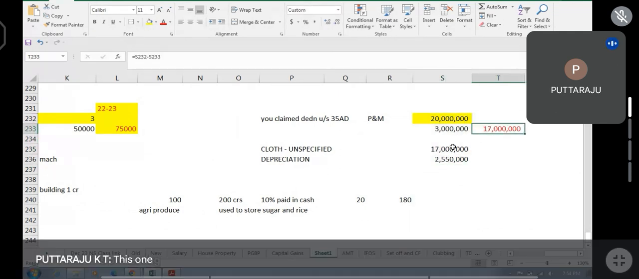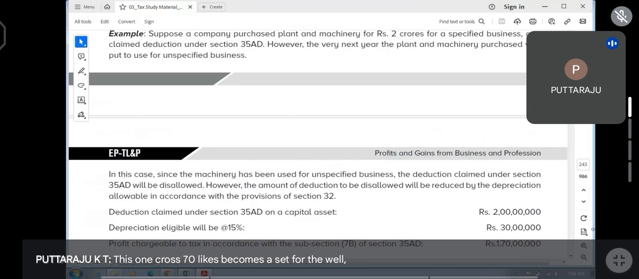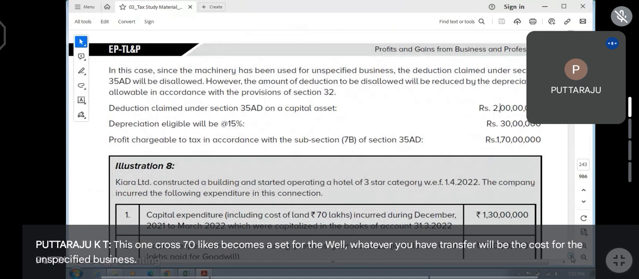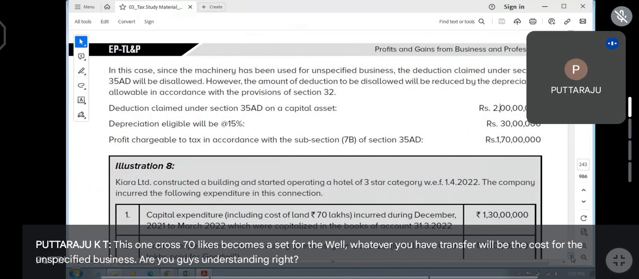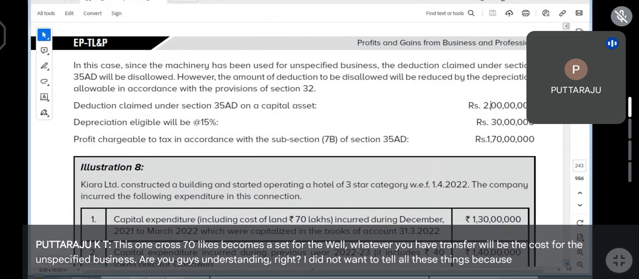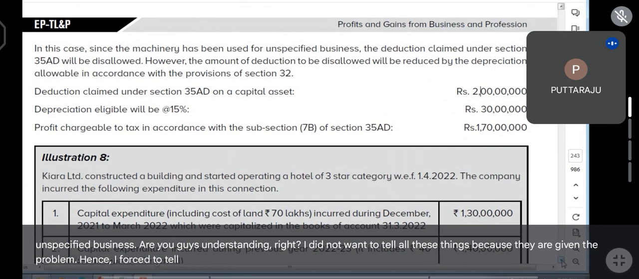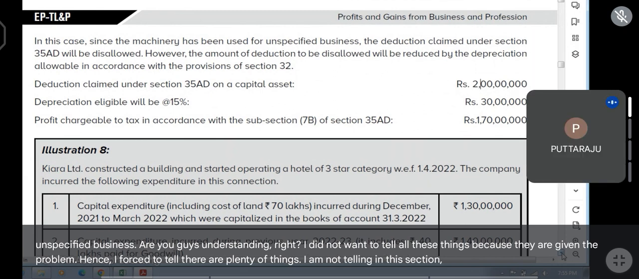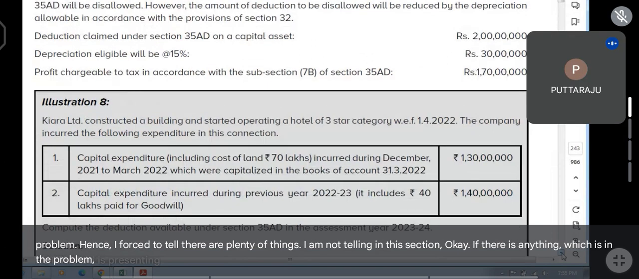This 1 crore 70 lakhs becomes the asset for the specified business. Whatever you have transferred will be the cost for the unspecified business. Are you understanding? I did not want to tell all these things, but because they have given the problem, I am forced to tell. There are plenty of things I am not telling in this section. If there is anything in the problem, I might have to tell.